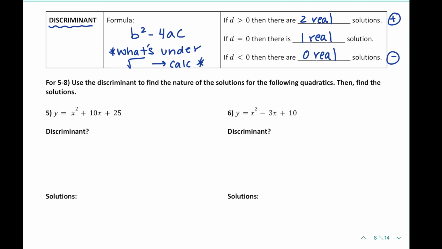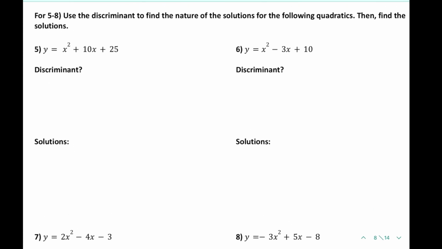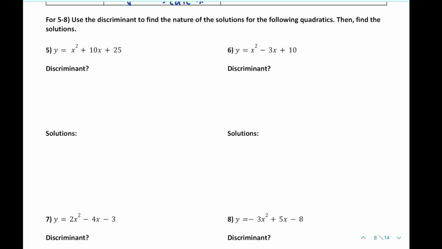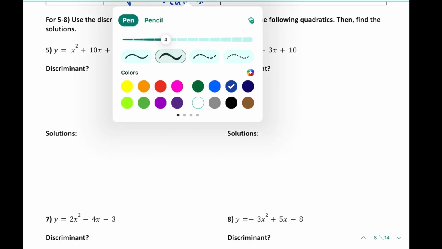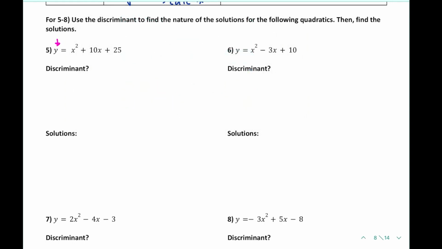For questions 5 through 8, it says use the discriminant to find the nature of the solutions for the following quadratics, then find the solution. So again, we're going through the same process we did before, where we need to start by setting the quadratic equal to 0, if it's not already. Remember, if it's not equal to 0, you replace y with 0. So I'm going to have 0 equals x squared plus 10x plus 25. And what are we told to do first? Oh, just find the discriminant.